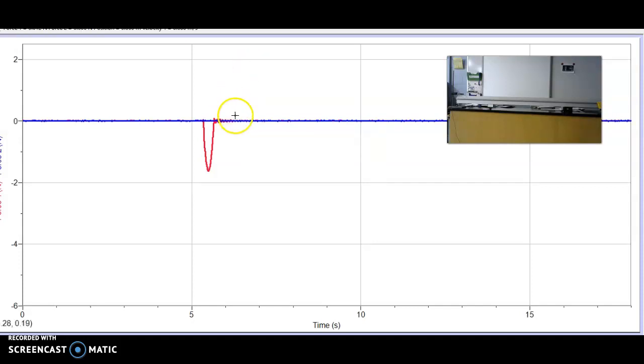So I have two force sensors hooked up here. One's blue and one's red. So the blue one was not interacted with at this time. So the red one was. When I look at this, you'll notice that the force on here is negative. The reason the force is negative is because the glider is moving to the left and the force is acting in the opposite direction of the motion of the glider.